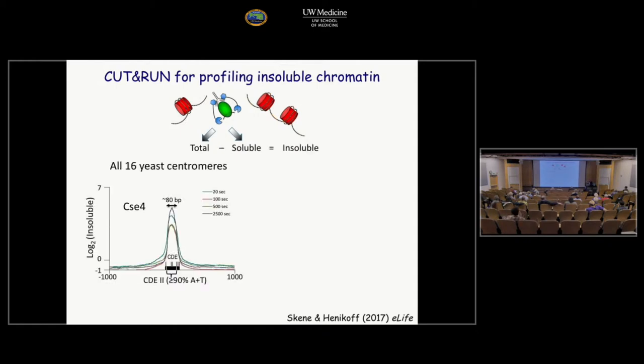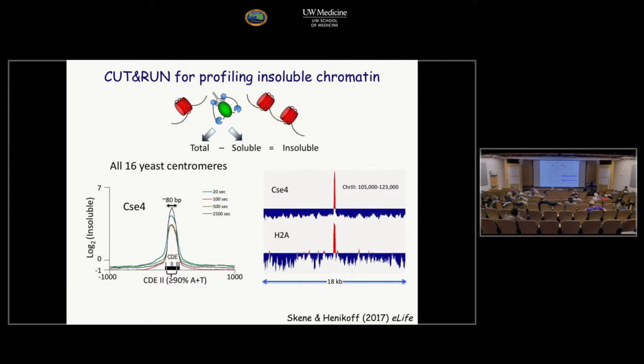So now when we apply this to the yeast centromere, CSE4, what we see over a two order of magnitude range of digestion is that the insoluble fraction is loaded with CSE4 and is directly 80 base pairs right over CDEII where it should be. We also did this with histone H2A, and we see the same thing, despite the fact that there's H2A in almost every nucleosome on the entire chromosome. The centromeric nucleosome is the most insoluble site on the chromosome. So it's been controversial as to whether the centromeric nucleosome in budding yeast has H2A, H2B dimers, but you can judge for yourself.